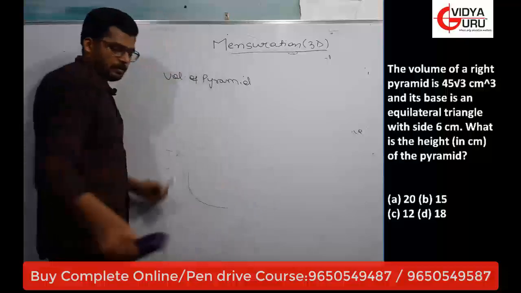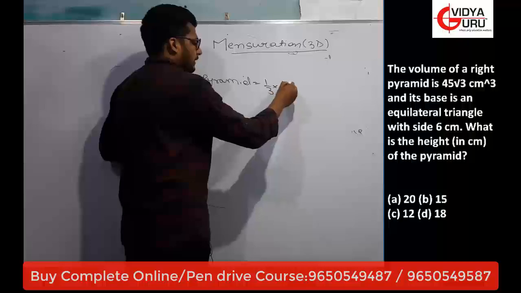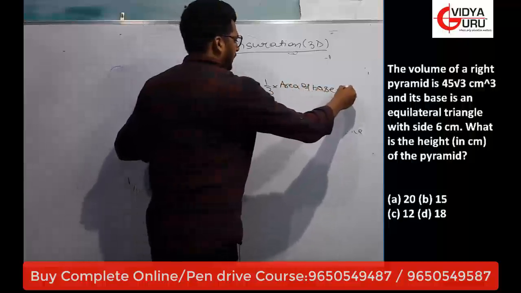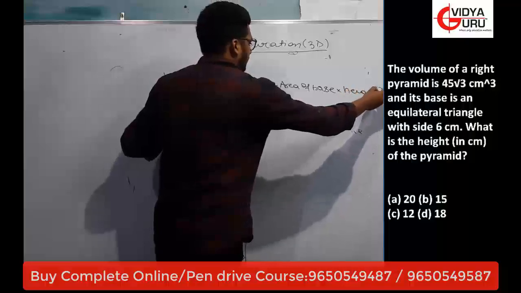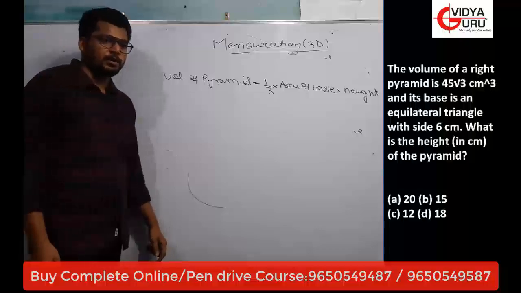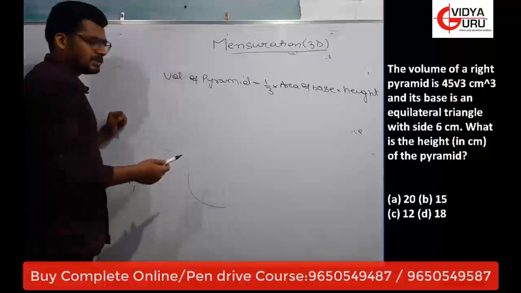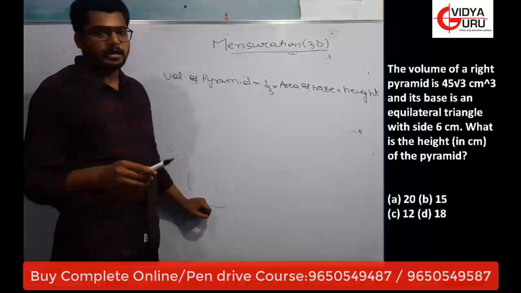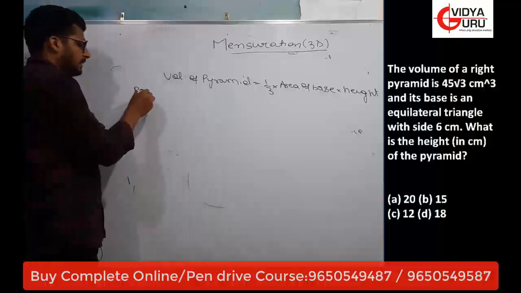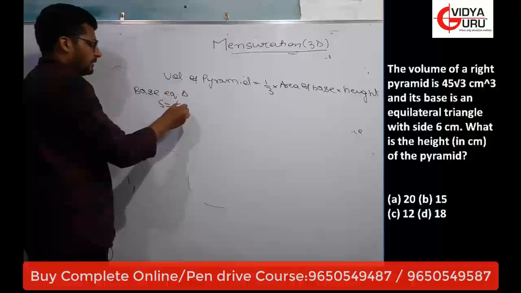So what is the volume of a pyramid? 1/3 area of base into height. This is the volume of a pyramid. The question says the volume of the right pyramid is 45√3 centimeter cube. The base is an equilateral triangle whose side is 6 centimeter.